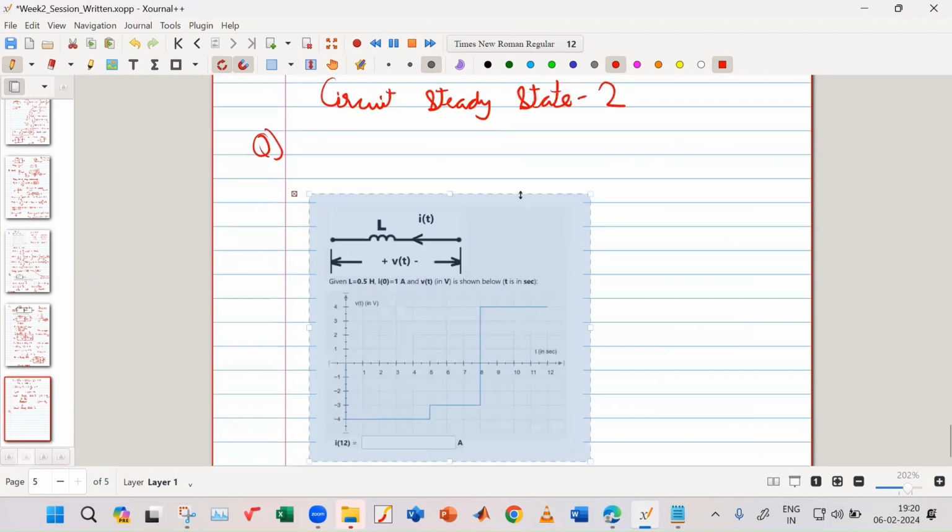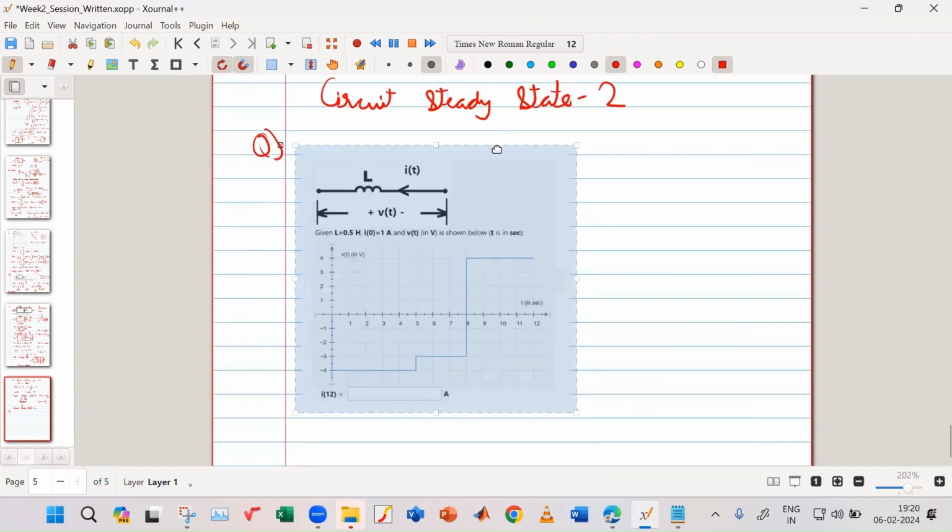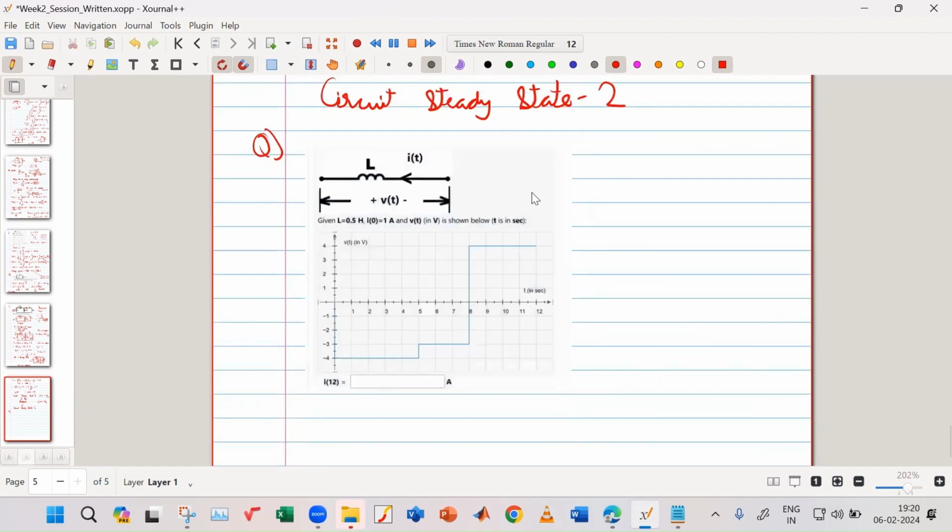So this is my inductor, okay? You see the plus or minus is like this, and the current they're saying is going like this. This is a bit confusing and tricky. Inductance is 0.5 Henry. Initial current is 1 ampere. And this is the graph of the voltage across the inductor.